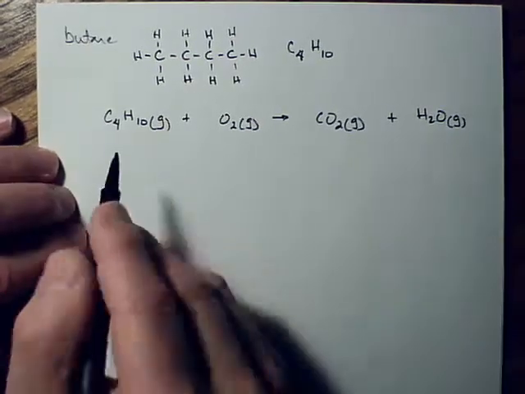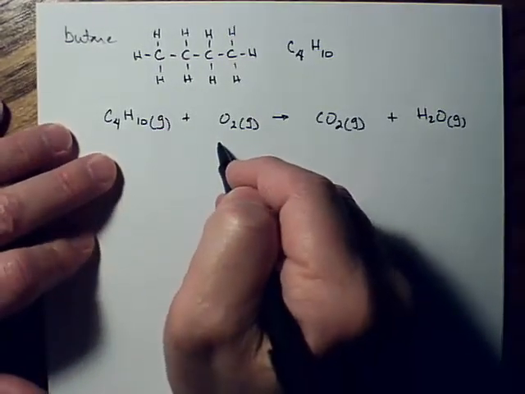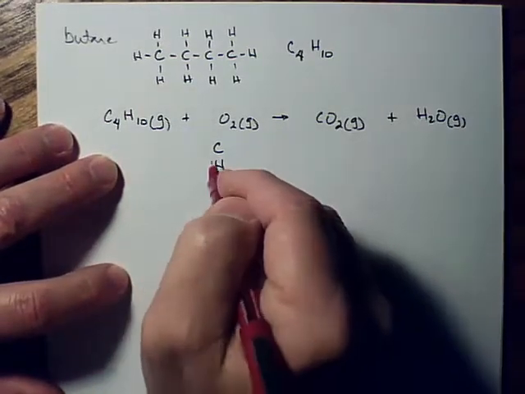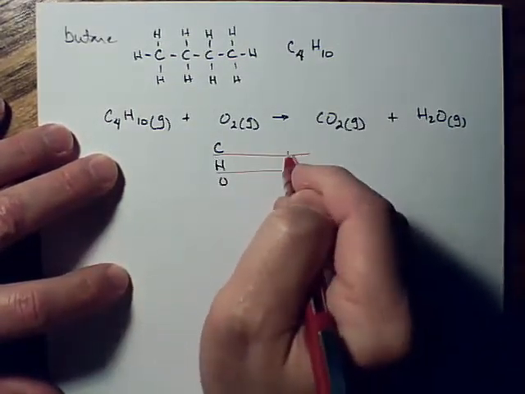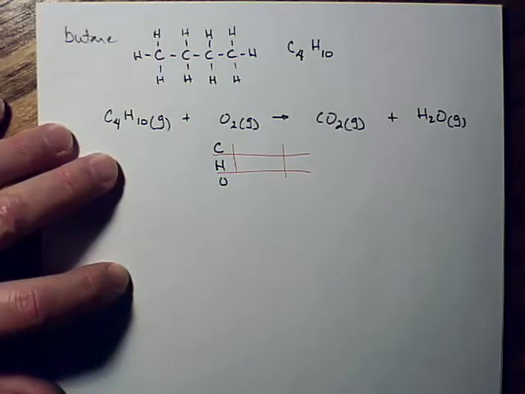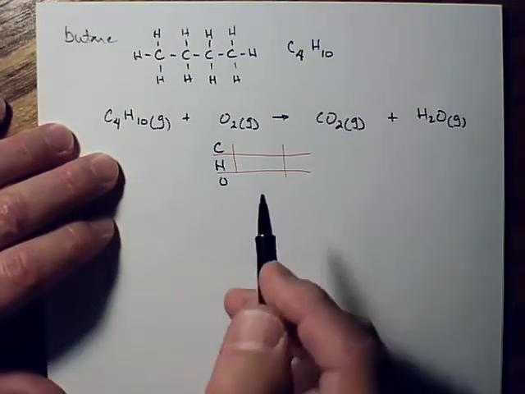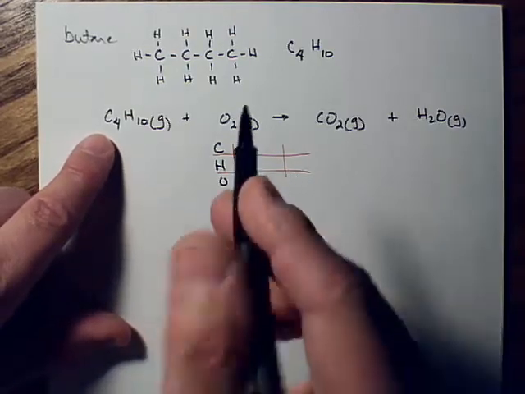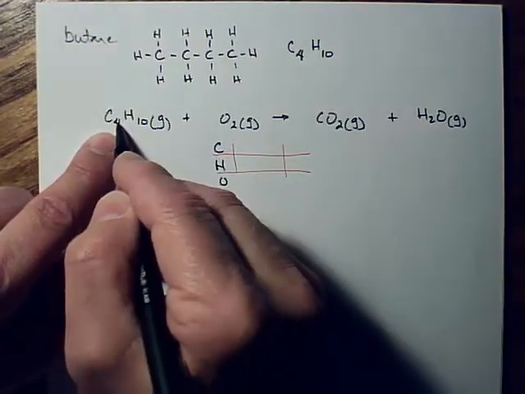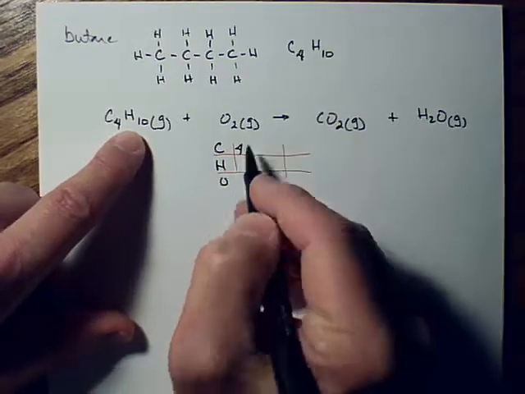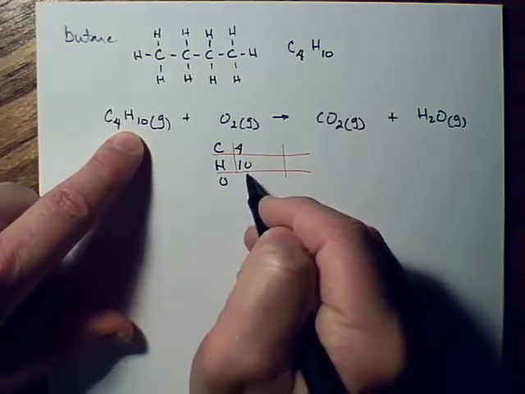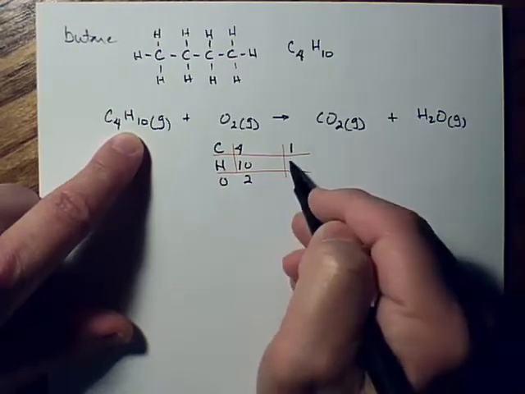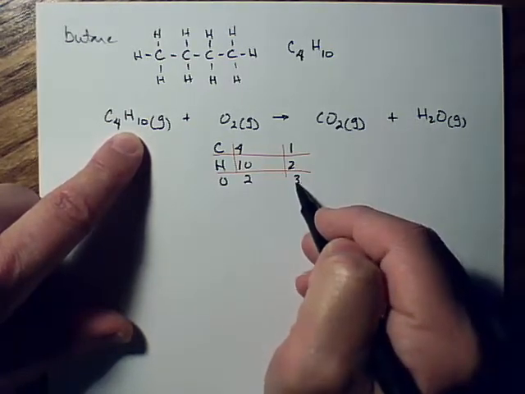We're burning stuff. We want to list all of our elements in an atom inventory. Make a kind of a grid here, or mini spreadsheet, I suppose. And we're going to use this to keep up with all of our atoms on both sides, so we can easily balance the equation. We're going to start with 4 carbons on the left, 10 hydrogens on the left, and 2 oxygens on the left. And on the right side, we're going to have 1 carbon, 2 hydrogens, and 2 plus 1 are 3 oxygens.